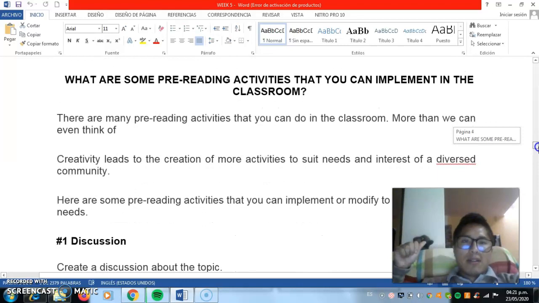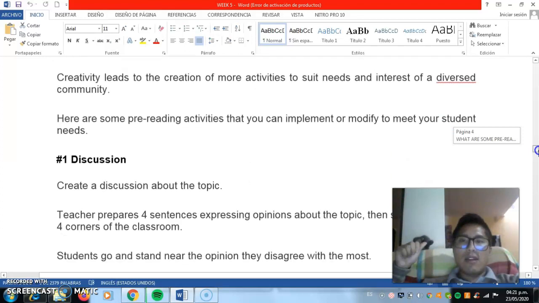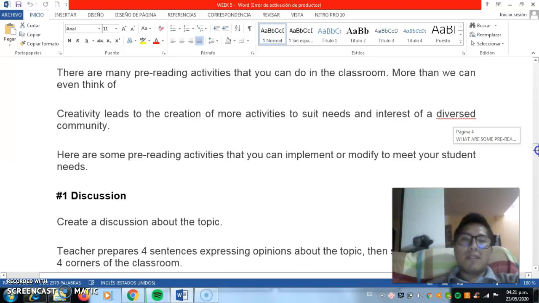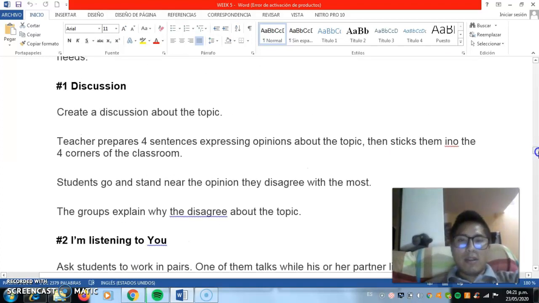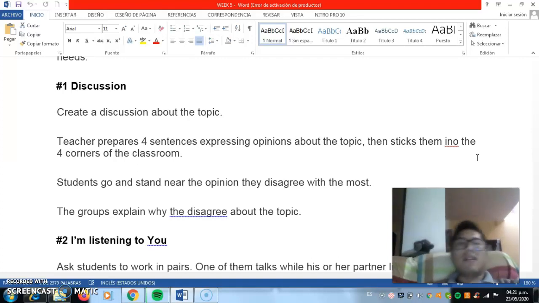Here it says, what are some pre-reading activities that you can implement in the classroom? Here I tried to investigate and present some important ones, specifically how you can apply them. For example, discussion, create a discussion about the topic. The teacher prepares 4 sentences expressing opinions about the topic, then sticks them into the corners of the classroom. Students go and stand near the opinion they disagree with the most. The groups explain why they disagree about the topic. Yes, this is very nice. This is exactly how you can guide your class.